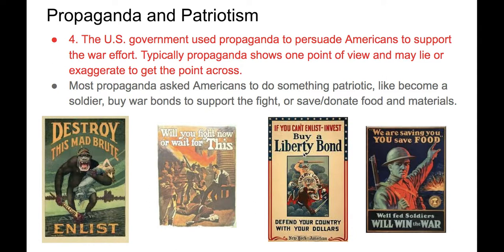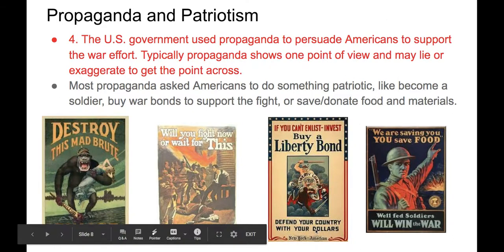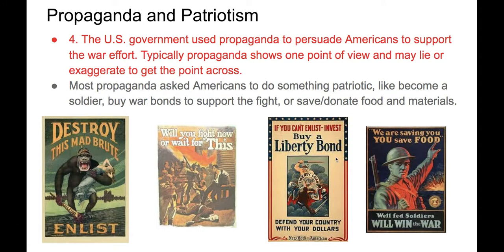You can pay for the war, right? They needed to buy guns, ammo. There's lots of expenses. And if you could buy a war bond, you would defend your country with your dollars. What are they trying to get you to do? Buy a Liberty bond, okay?